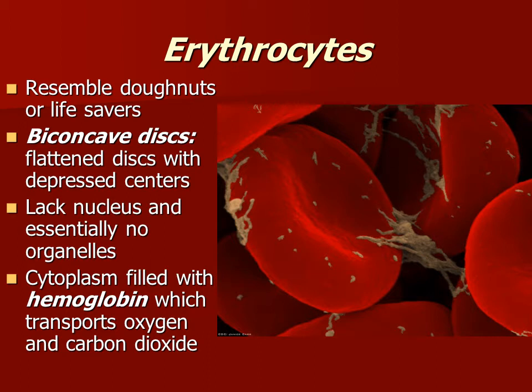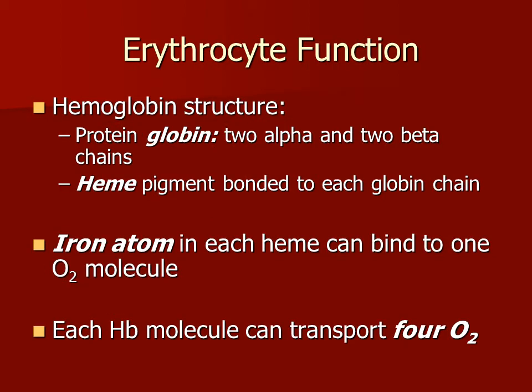We look at the red blood cells. They're round, biconcave discs. They kind of look like a lifesaver. So the center is depressed. It kind of looks like it's been pushed in. There's no nucleus. The cytoplasm is filled with hemoglobin, and that is the hemoglobin that is responsible for transporting the oxygen and carbon dioxide. The hemoglobin is a protein. It has 4 different chains, 2 alpha and 2 beta chains, and a heme pigment.